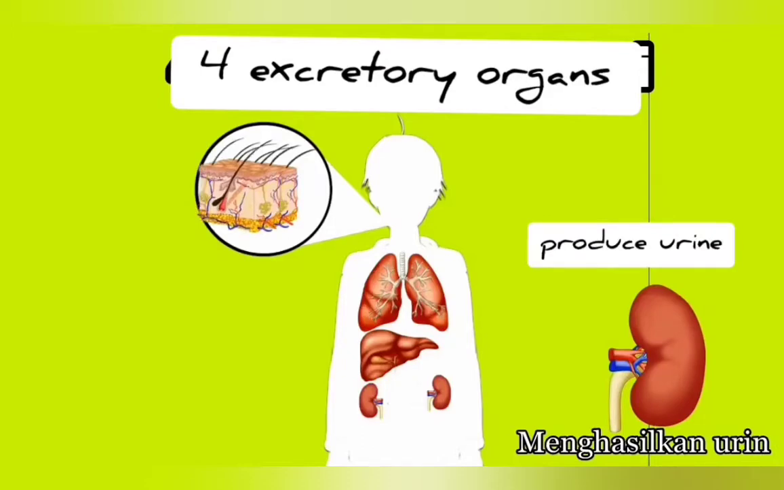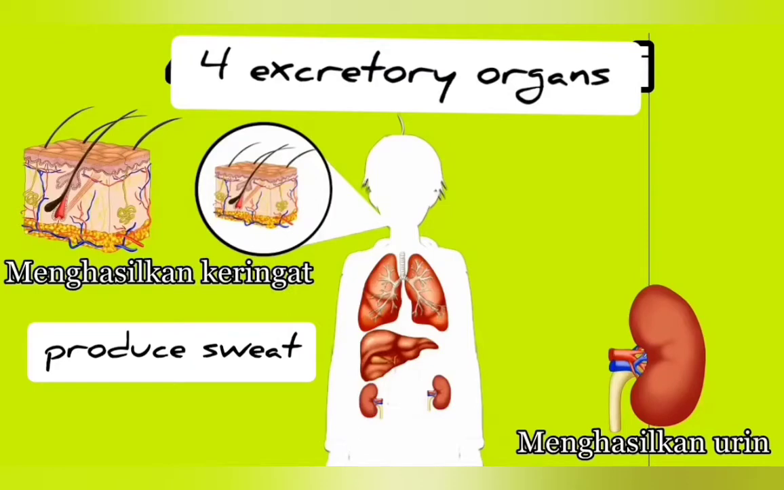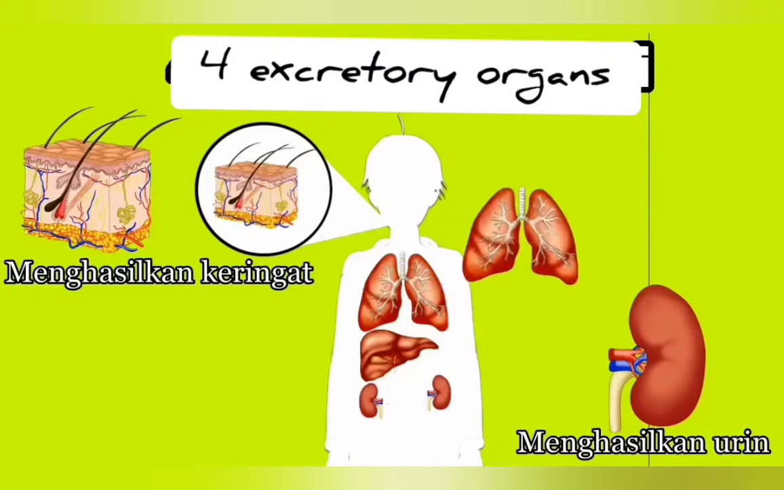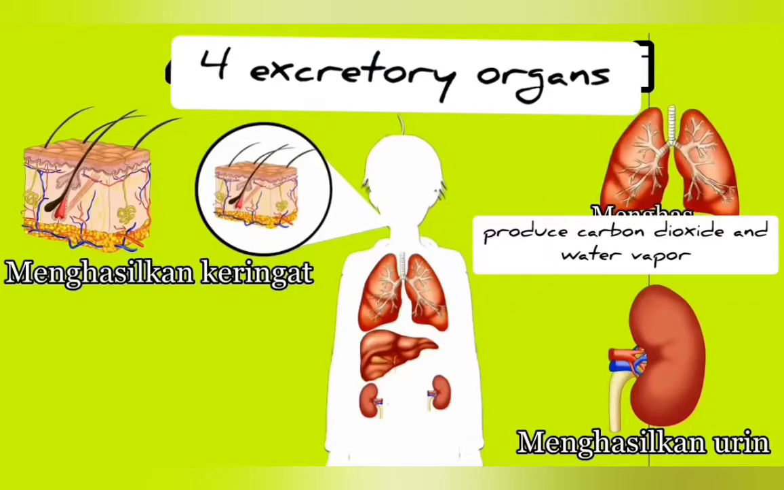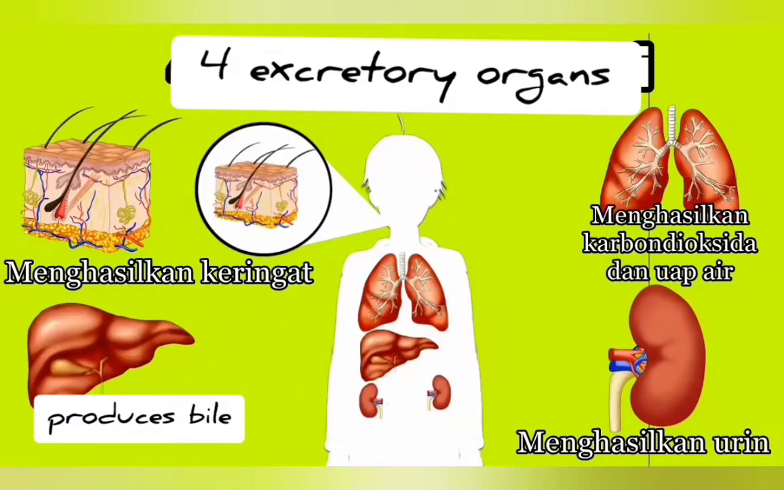Kidney produces urine. Skin produces sweat. Lungs produce carbon dioxide and water vapor. And liver produces bile.